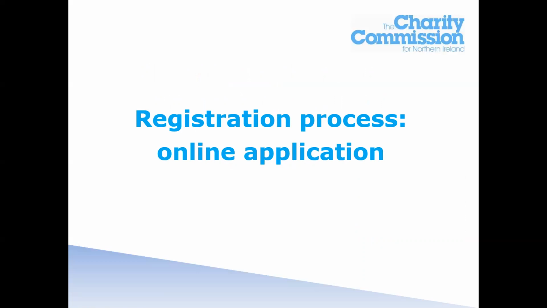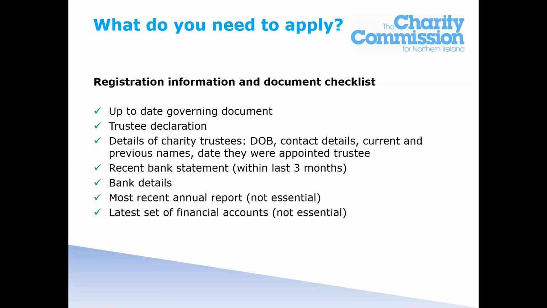Completing the online application will be easier and quicker if you gather all the information you need first. You will need registration information and document checklist, an up-to-date governing document, your completed trustee declaration, details of charity trustees, including their date of birth, contact details, current and previous names, and the date they were appointed trustee, a recent bank statement, your bank details, a most recent annual report, and the latest set of financial accounts.